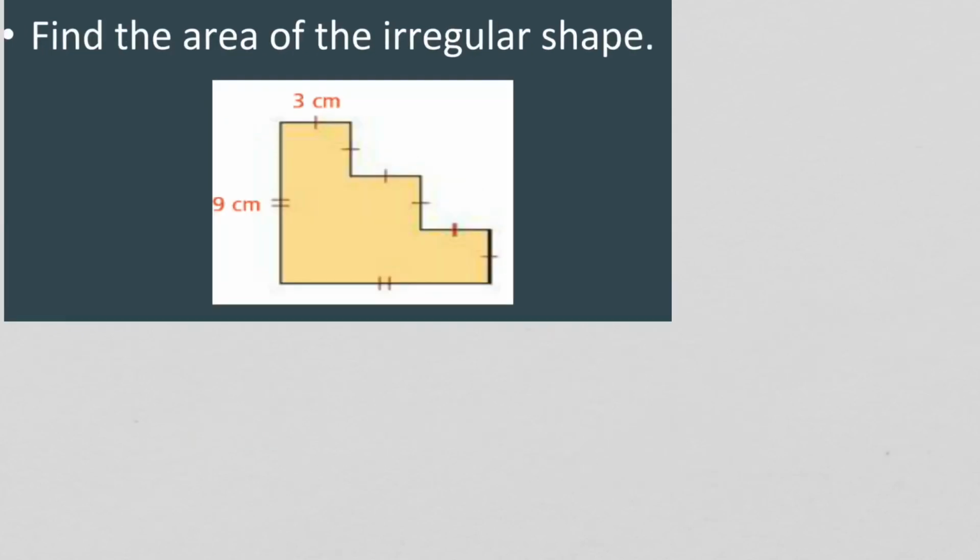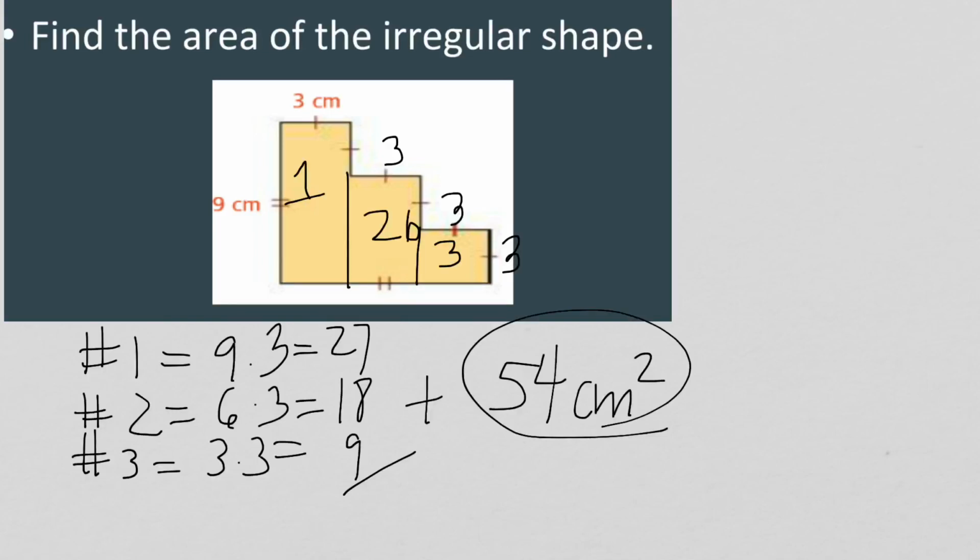All right, let's do one more. See if you can figure out how to separate that into different shapes. I made mine into 3 rectangles, 1, 2, and 3. I figured out the base and the height of each, multiplied them, and then added them all up to get 54 centimeters squared.